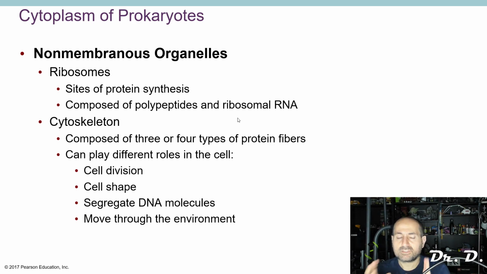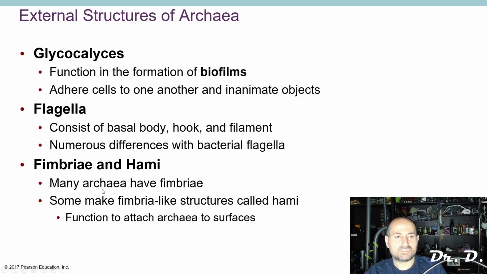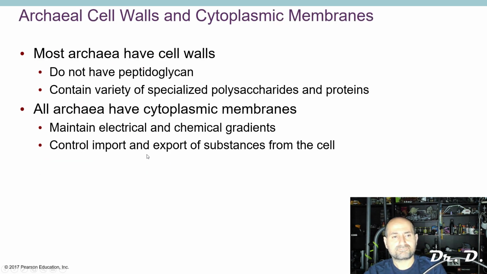Now let's just finish up by talking about some of the other parts of the cell. These are non-membranous organelles. Remember, ribosomes are found in all cells. Ribosomes are non-membranous. They are the site of protein synthesis. They are made of protein and RNA. Did you know that? Ribosomes are part protein and part RNA. The RNA part of the ribosome is called ribosomal RNA. Then you can have the cytoskeleton as well, which we're not going to talk about too much in this class. Remember, we talked about glycocalyces, flagella, fimbriae. We're not going to cover hami.